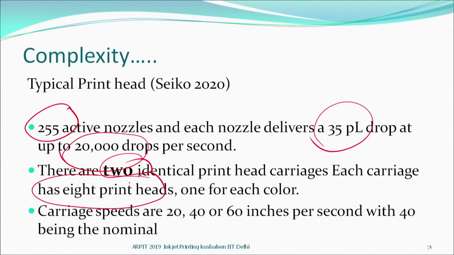The carriage speeds could be 20, 40, 60 inches per second, 40 being a nominal kind of a value. So, the whole expectation from this print head is pretty high.